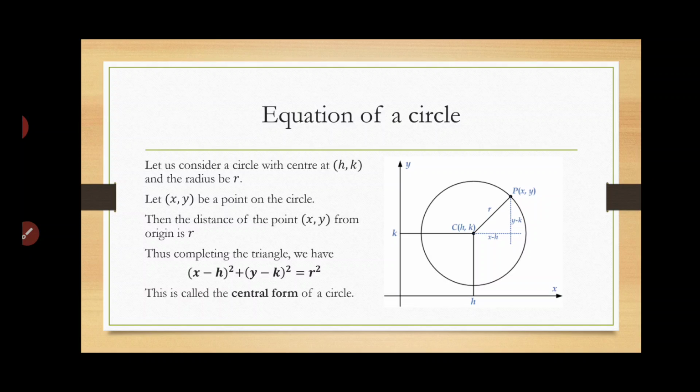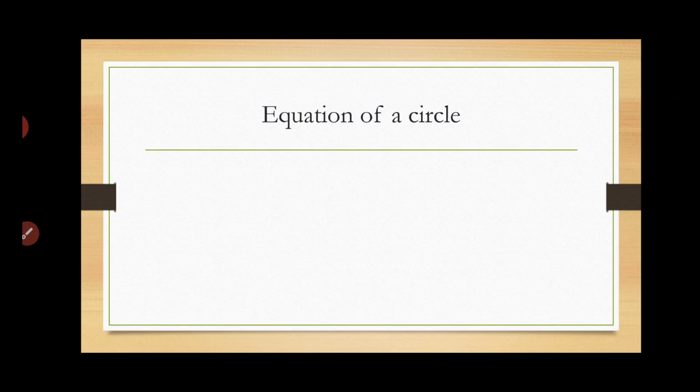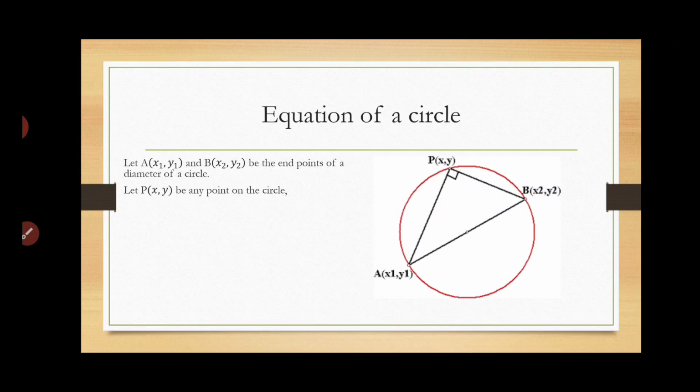Next, let us move to the third type of equation. Now in the third type of equation, what are the things given? I am given the endpoints of a diameter. Endpoints of a diameter means any diameter it be, doesn't matter which diameter you take. If I am given the endpoints of the diameter, so let one be x1 y1, the other be x2 y2, and let P (x, y) be any point on the circle. So this is how the thing looks like.